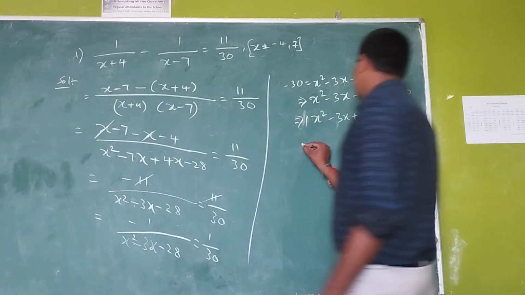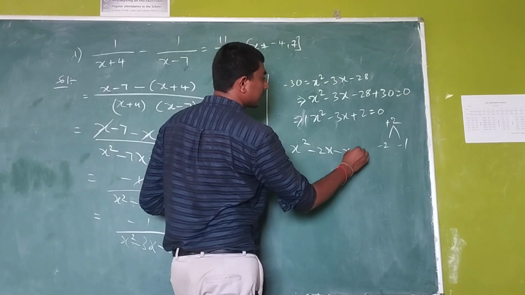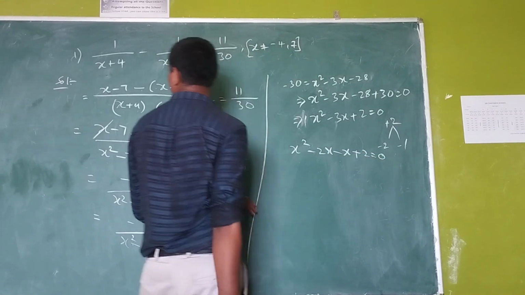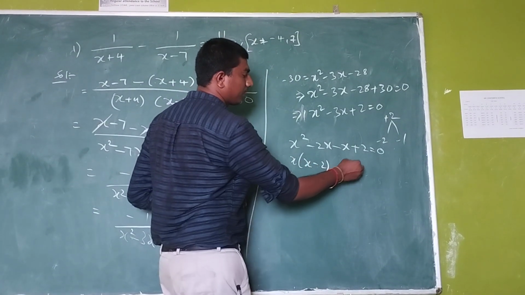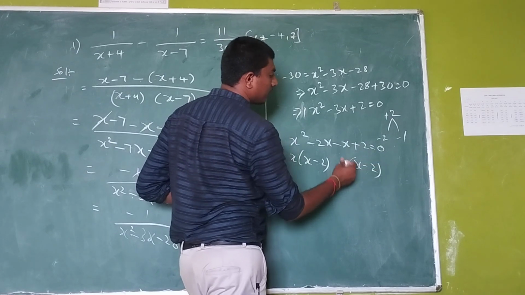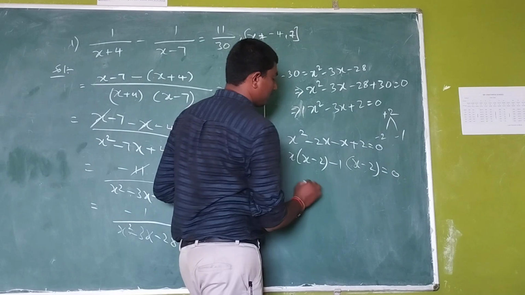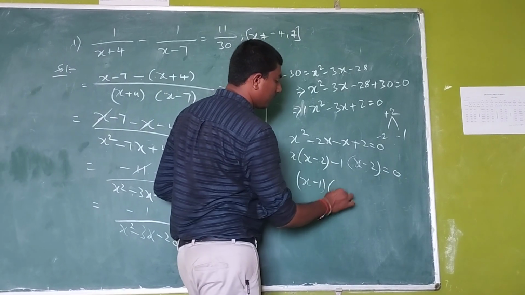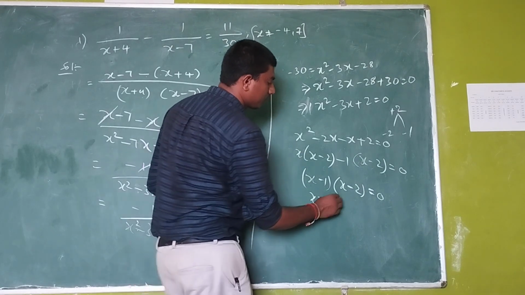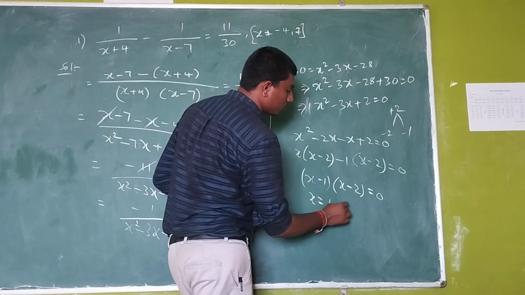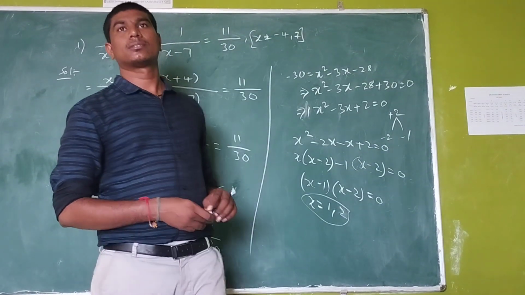x square minus 2x minus x plus 2 equal to 0. Now I am taking x common. x minus 2 is one factor. Same thing, x minus 2 another factor. So I kept minus 1 there. So x minus 1 into x minus 2 equal to 0. So x equal to 1 comma 2. So this is the required answer. Thank you. Are you clear? Yes.